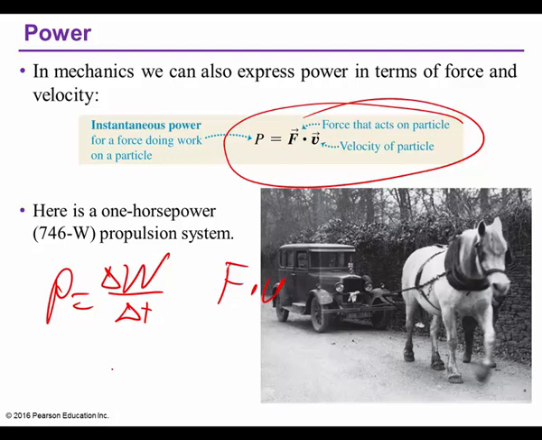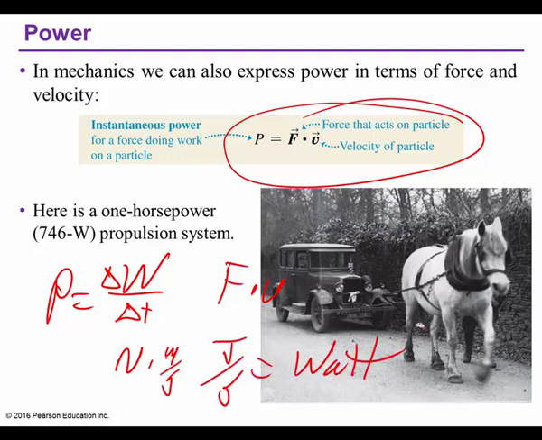What is force? Well, we got newtons, and velocity is meters per second, isn't it? Well, how does that work out to be a watt? Well, what is a newton times a meter? A newton times a meter is a joule. So a newton times a meter per second is a joule per second, which is a watt. So yeah, it works beautifully.